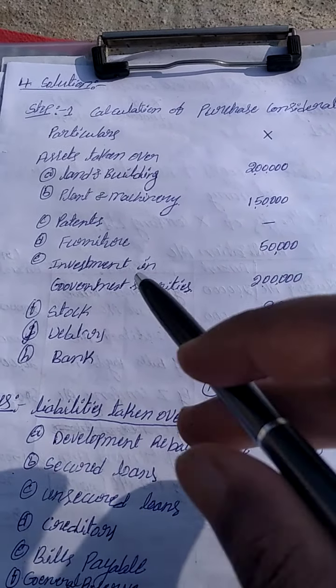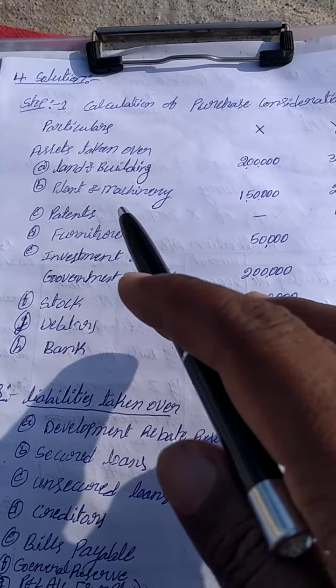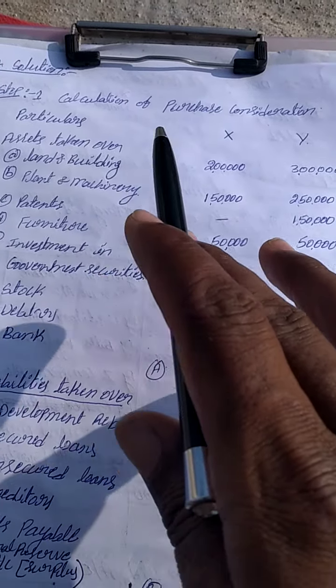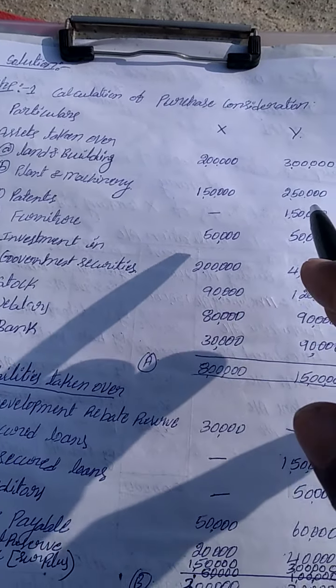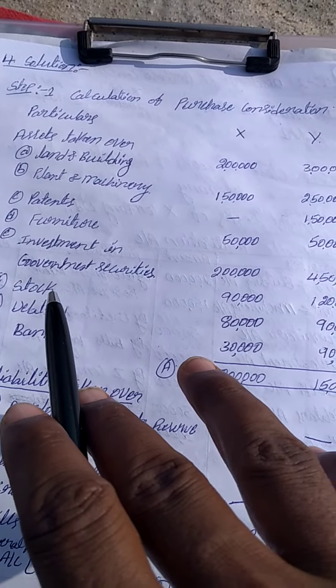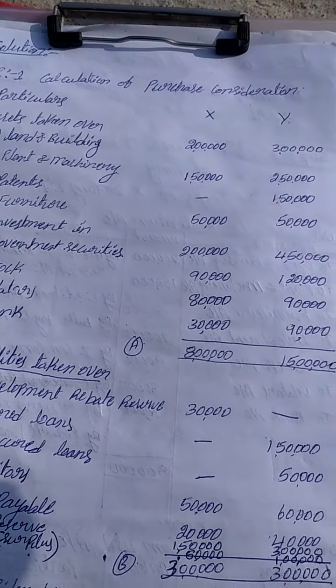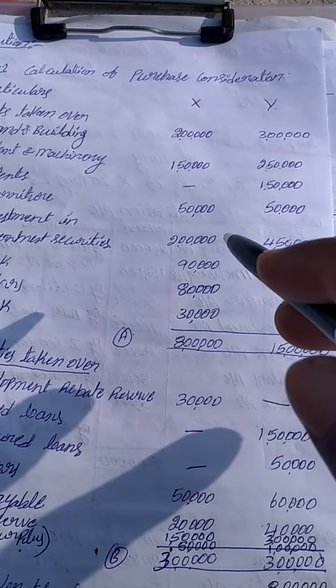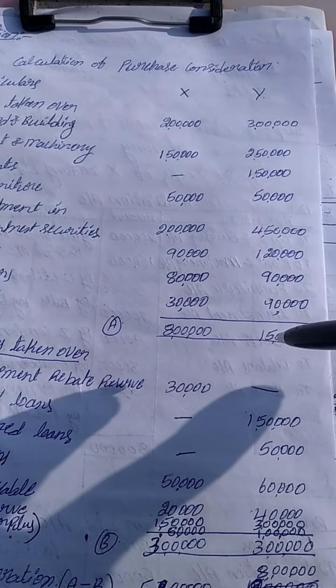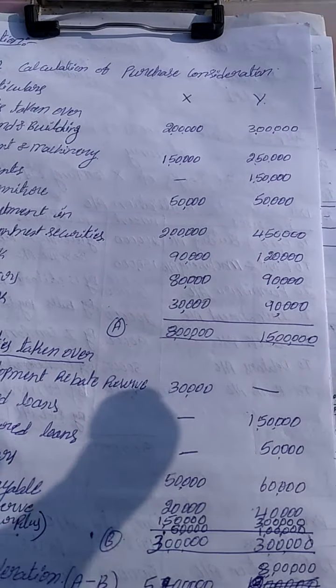Here total assets, land and building, plant and machinery, whatever values in the particular balance sheet of X and Y limited we are going to take here. Furniture, investment in government securities, stock, debtors, bank, total 8 lakhs assets in X limited, total 15 lakhs in Y limited.